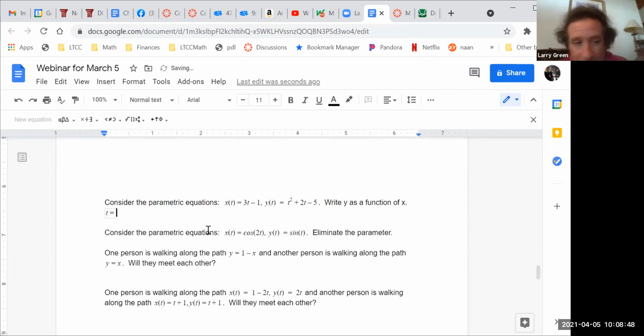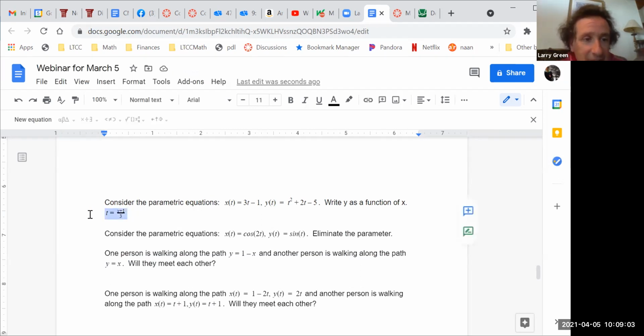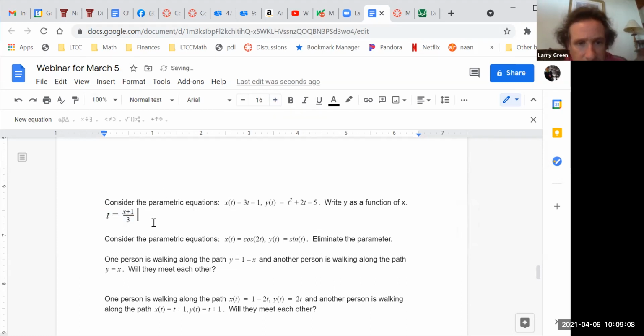And I can say t equals x plus 1 over 3. Any questions on that basic algebra? Then what I could do is take my y equation and just substitute. And I could say y of x equals, well, everywhere I see a t, I can write x plus 1 over 3.